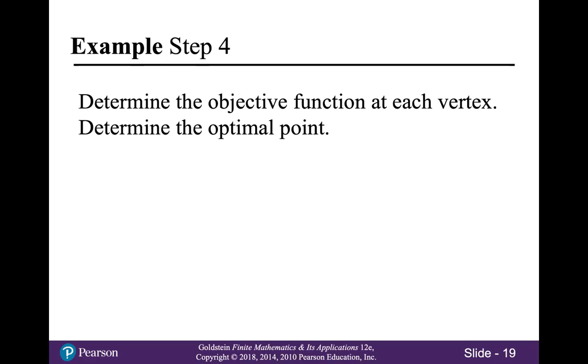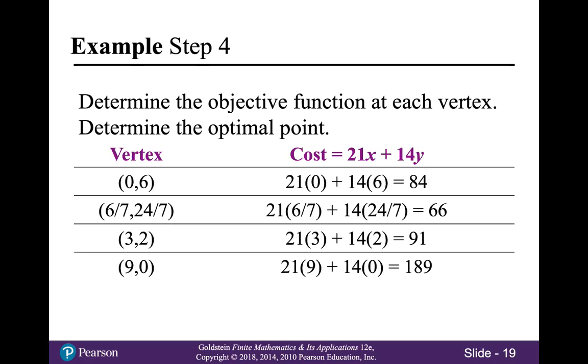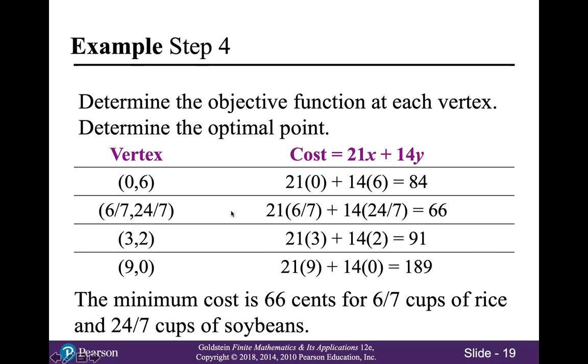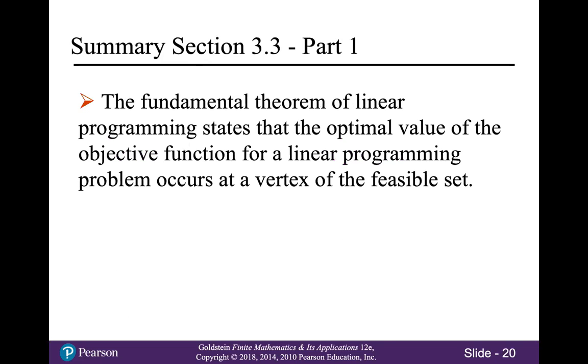So now we'll determine the objective function at each vertex and determine the optimal point. All right, so it turns out, remember, we're trying to minimize cost in this problem. So the minimum cost is achieved when you use 6/7 of a cup of rice and 24/7 cups of soybeans. 24/7 would be what, 3 3/7, for a total cost of 66 cents. All right, and that's going to do it for this section.